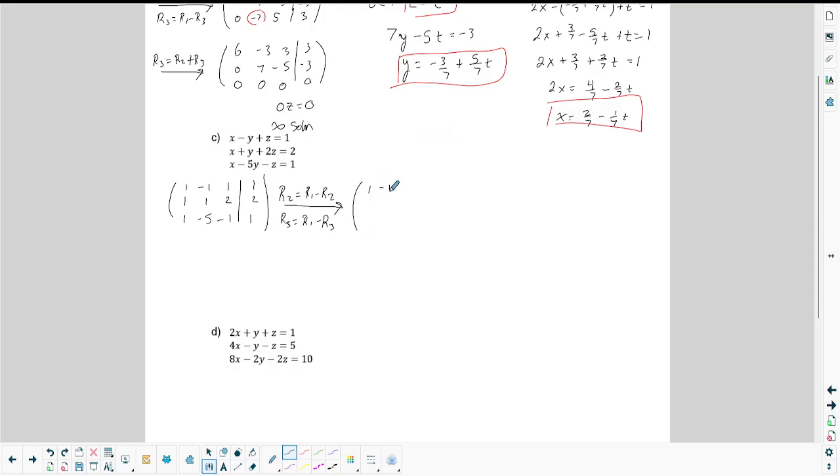So we'll get 1, negative 1, 1, augmented with 1, 0, negative 2, negative 1, negative 1. And then we'll do the last row. We'll get 0, 4, 2, and 0.